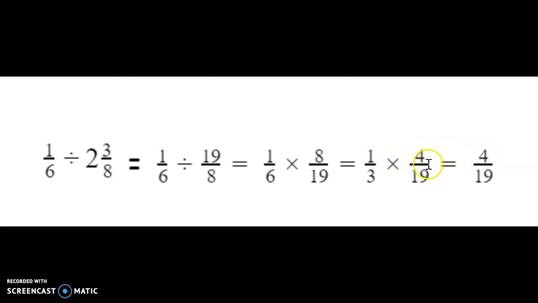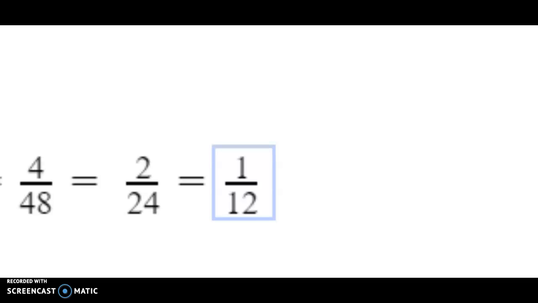1 times 4 is 4, and 3 times 19, oops, is not 48. 3 times 19 is 57. So 1 times 4 became 4, and 3 times 19 became 57. So 4/57 is our answer, as nothing common divides both. We also could have looked at 4 and 4/48 and gotten straight to 1/12.